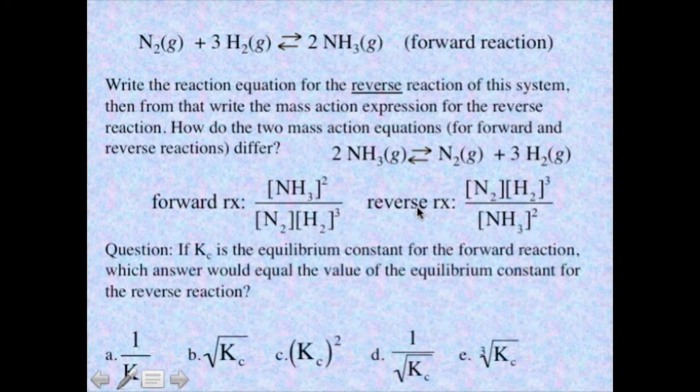So here's a question. If Kc is the equilibrium constant for the forward reaction, which answer would equal the value of the equilibrium constant for the reverse reaction? A, B, C, D, or E? And of course, it's A. It's the inverse of the equilibrium constant for the forward reaction.